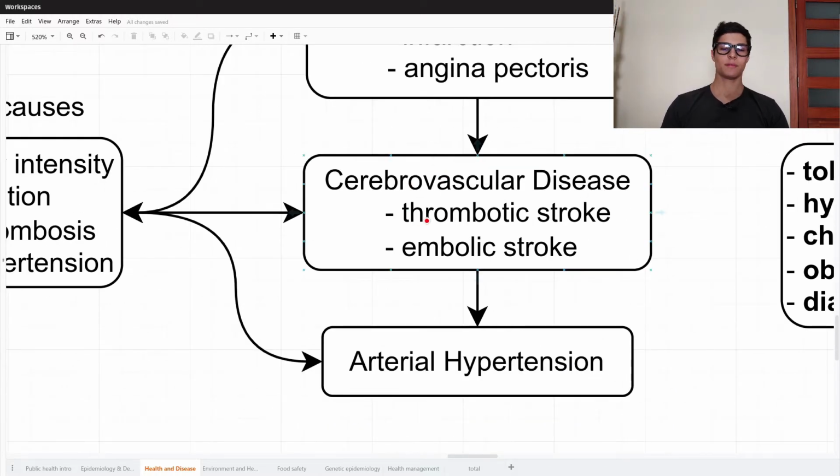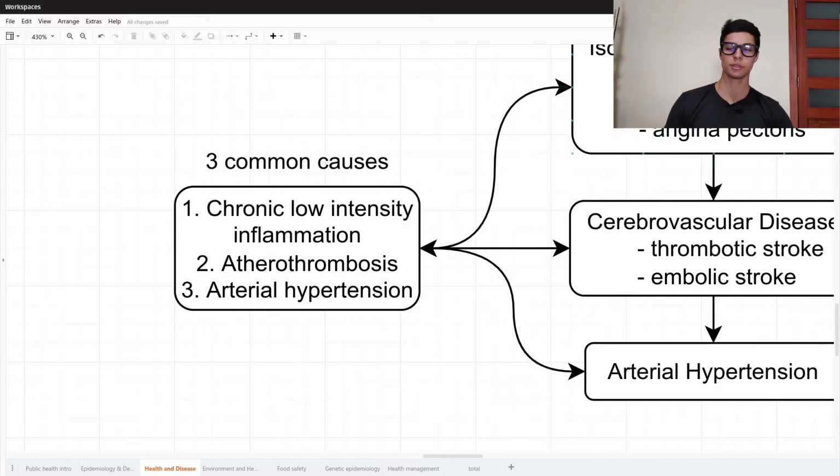Cerebrovascular disease, we have the thrombotic stroke and the embolic stroke. Thrombotic means that it comes from an area near to the brain, whereas embolic comes from an area that is not near. So we have three common causes for these diseases. The first one is the chronic low intensity inflammation. I talked about this in other videos. The second one is the arteriothrombosis. And the third one is the arterial hypertension.